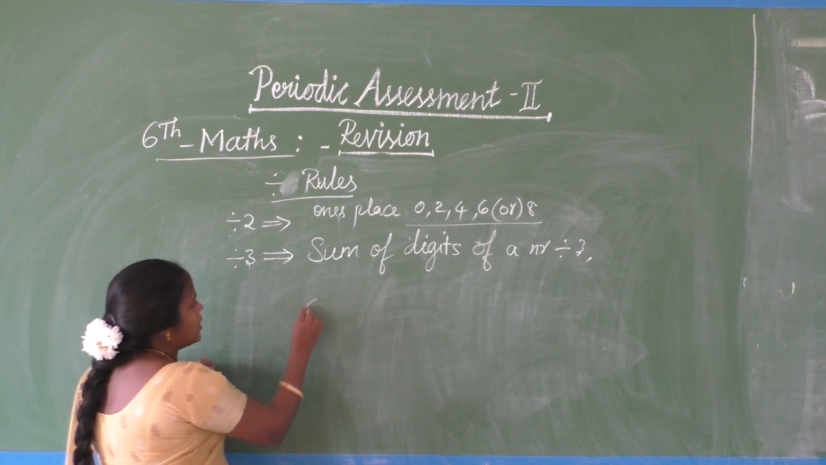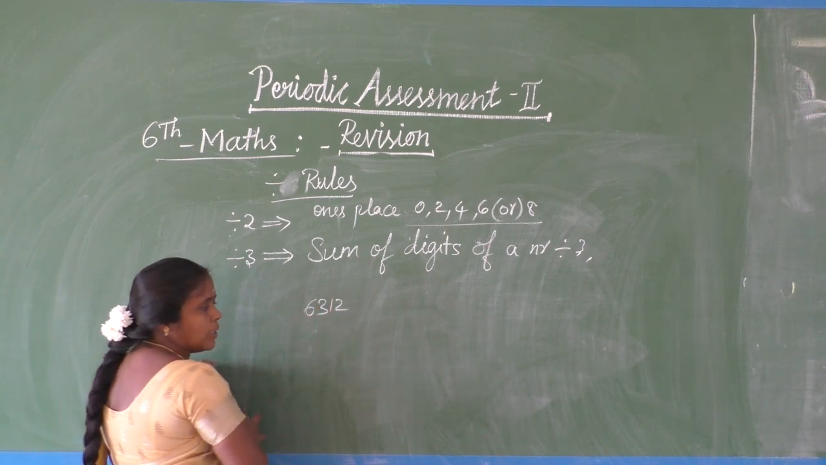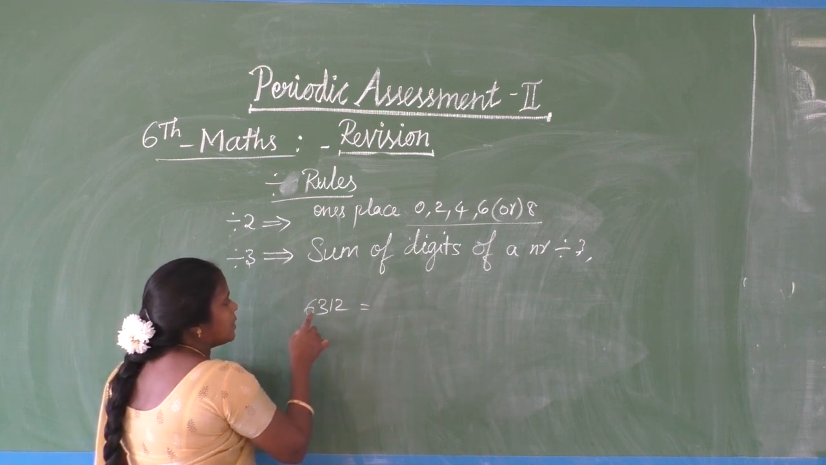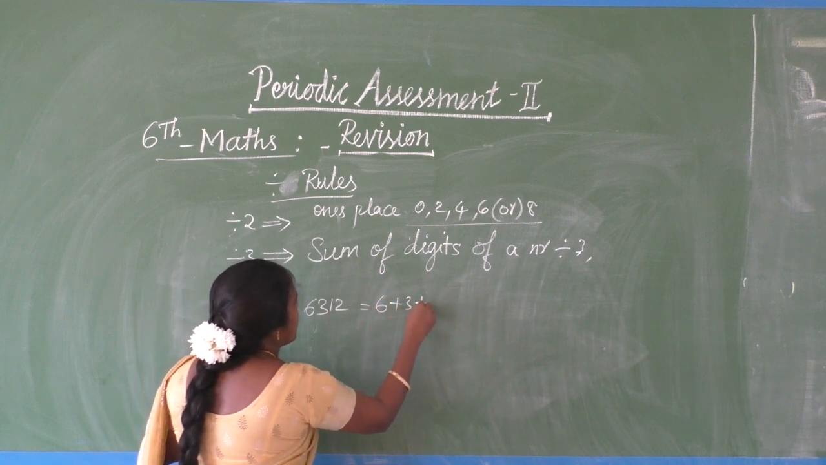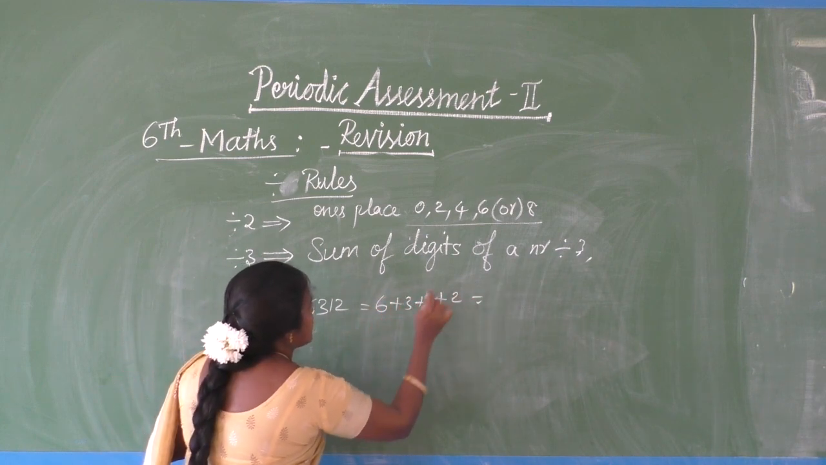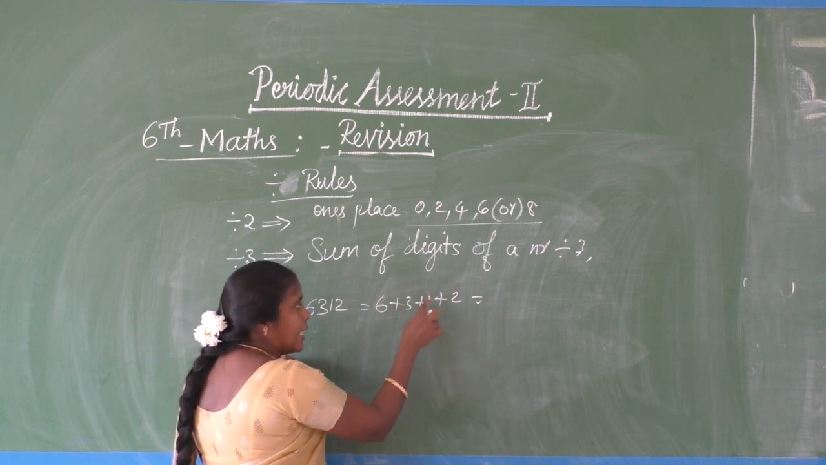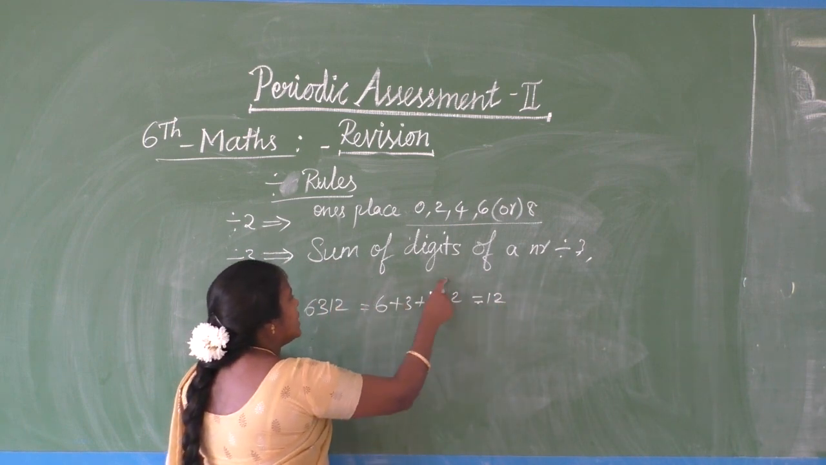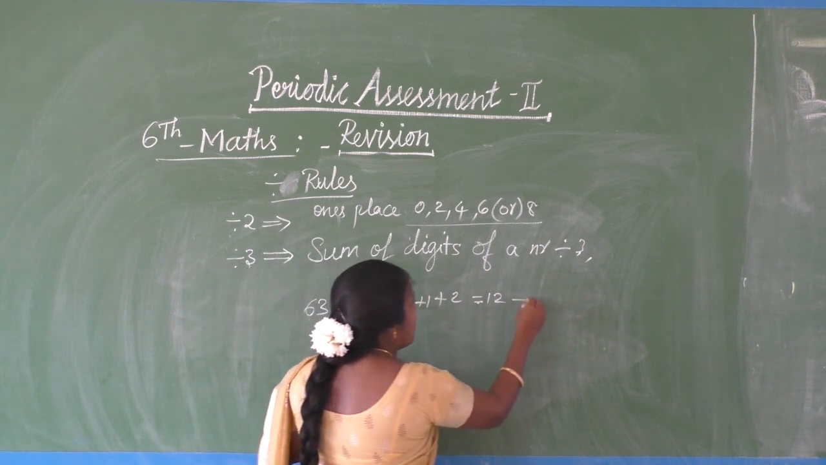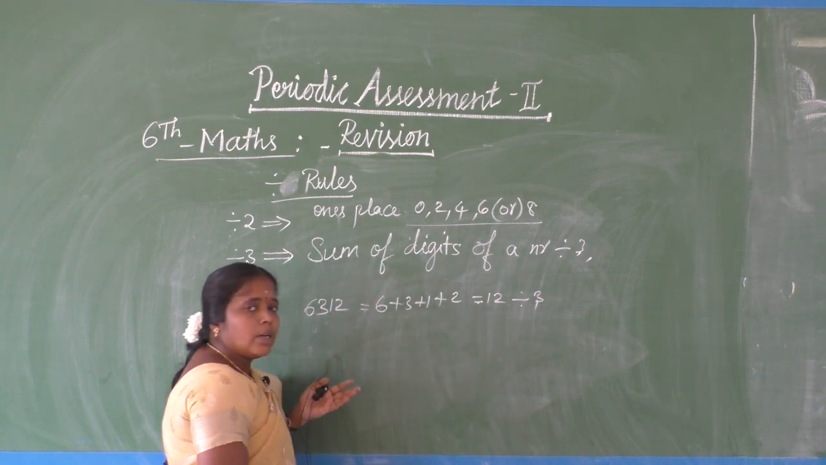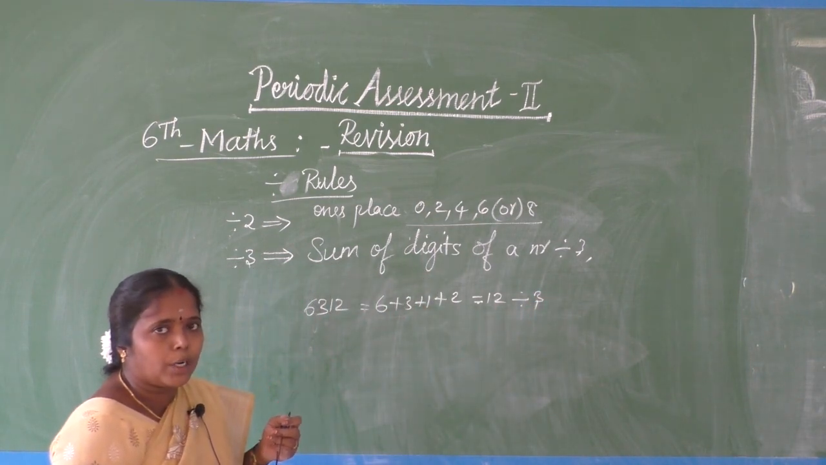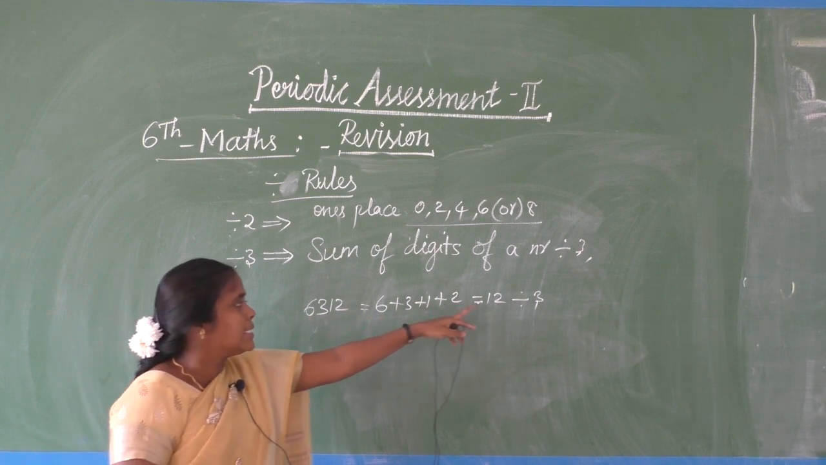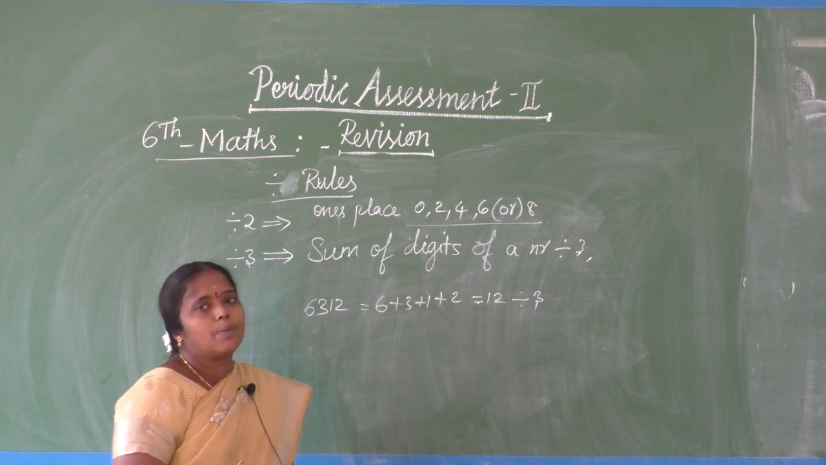Sum of the digits, what is that? See, 6312. If you take the sum of the digits, what comes here? 6 plus 3 plus 1 plus 2. 6 plus 3 is 9, 9 plus 1 is 10, 10 plus 2 is 12. The sum of the digits of the given number is a multiple of 3. That means 12 is in the 3 table. Multiples of 3 only, no? 4 3s are 12. So, if the sum of the digits of a number is a multiple of 3, then it is divisible by 3. Understood?